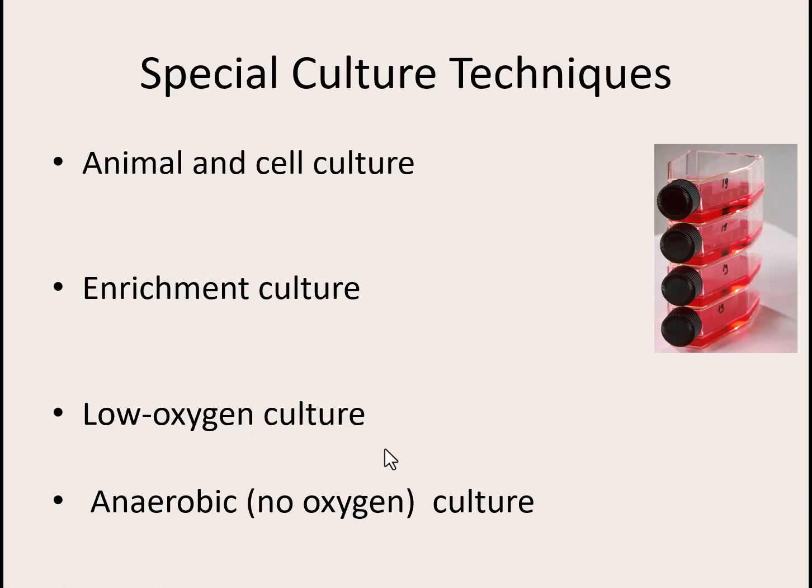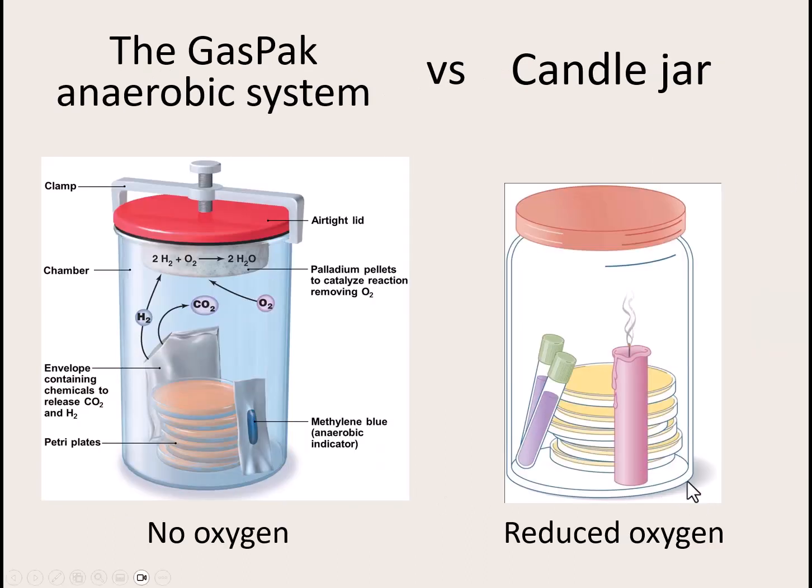Now, the reason why the flame goes out is that the flame was consuming some, not all, but some of the oxygen until there wasn't enough oxygen, and then it went out. That now produces a low oxygen environment.